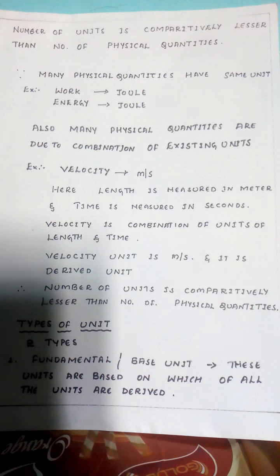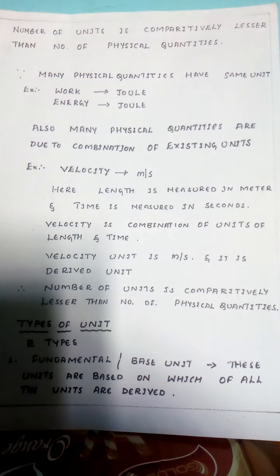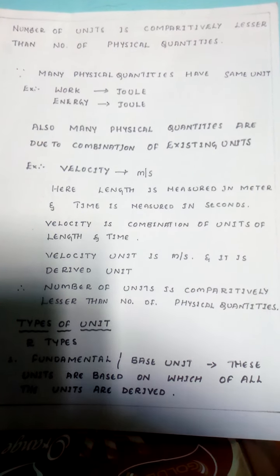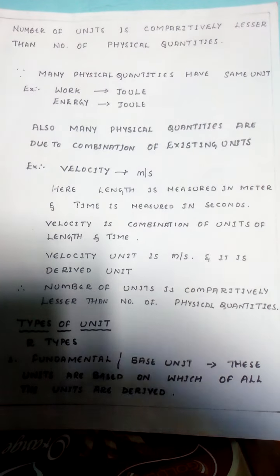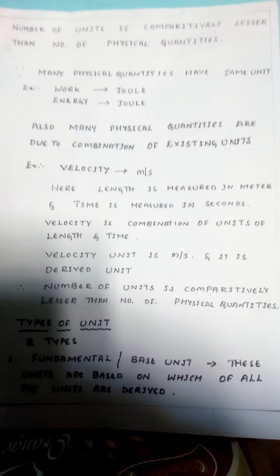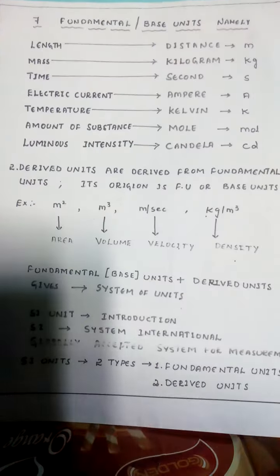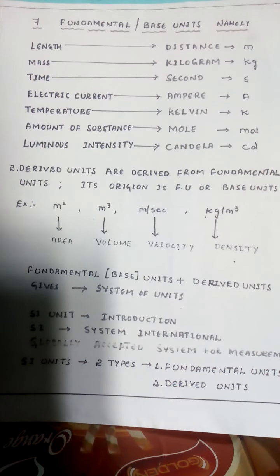Fundamental units. We have 7 fundamental units or base units. In that, length, mass, time, electric current, temperature, amount of substance, luminous intensity. So these are the fundamental units.